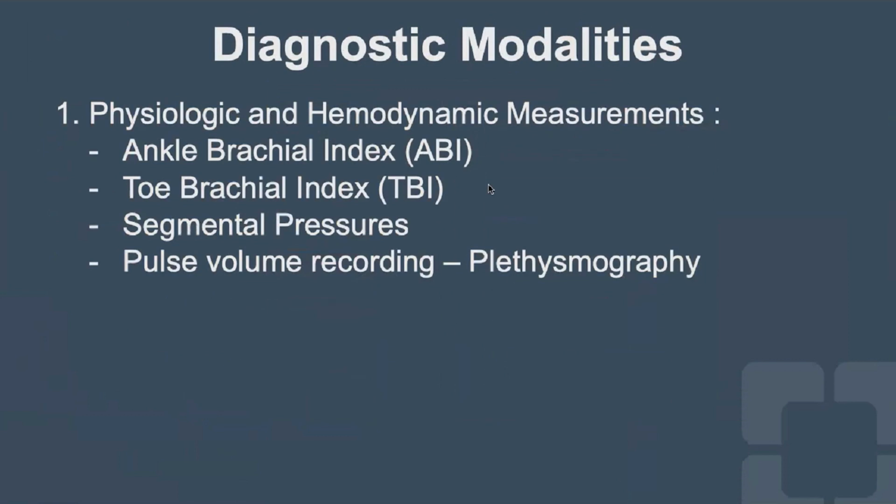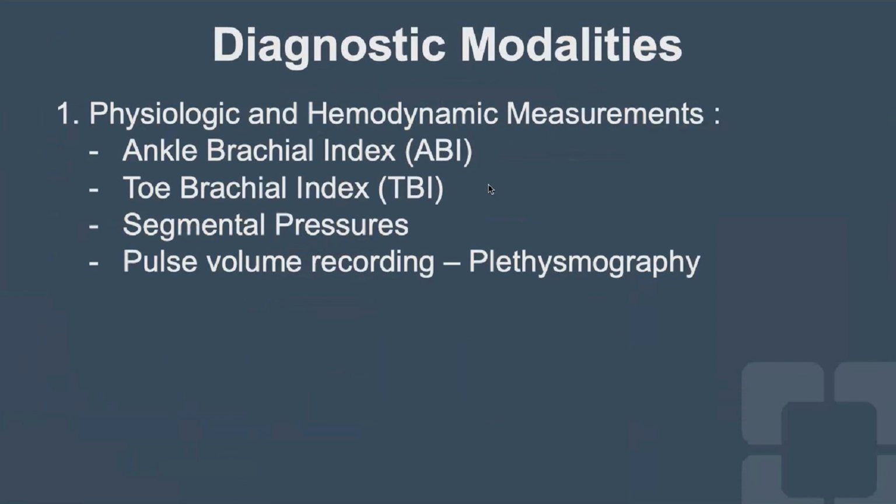Once we have an idea this patient may have PAD, we can go through some diagnostic modalities, such as the ABI we talked about. That is the procedure that allows us to define what PAD is. It is a physiologic and hemodynamic measurement. That's the ABI. The toe brachial index is a part of that ABI that we can do.